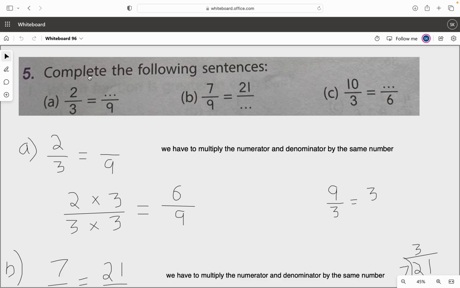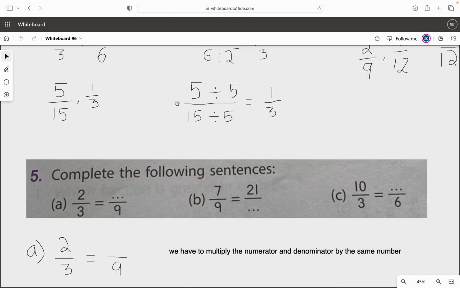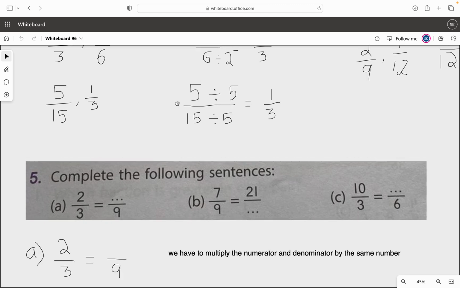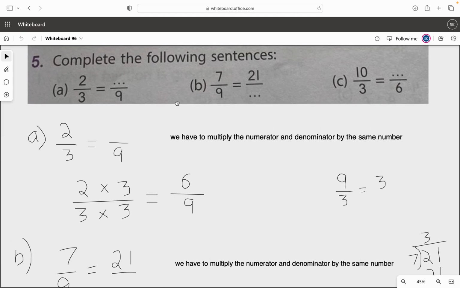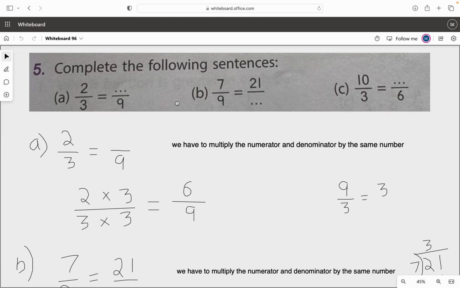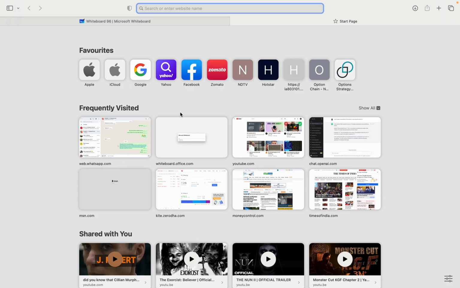Okay, now the next one. Complete the following sentences. Nothing but fill in the blanks. In 4th standard, you used to have one box, fill in the box. That is what we are going to do. So we will apply the same principle. Here we had divided. Now we need to multiply the numerator and denominator by a common number. So how do we solve this? 2 by 3 is equal to dash by 9, or empty space by 9. Let's solve that.